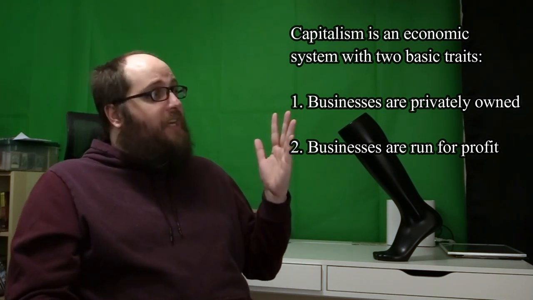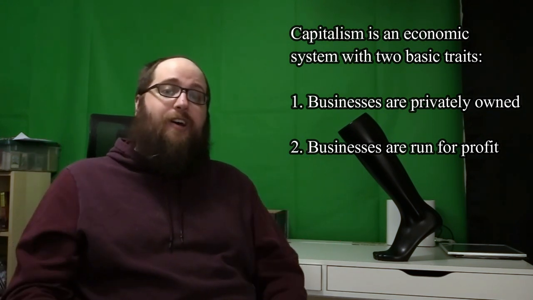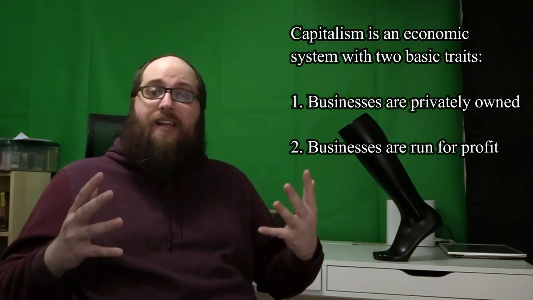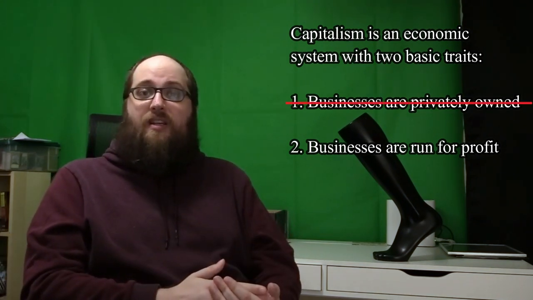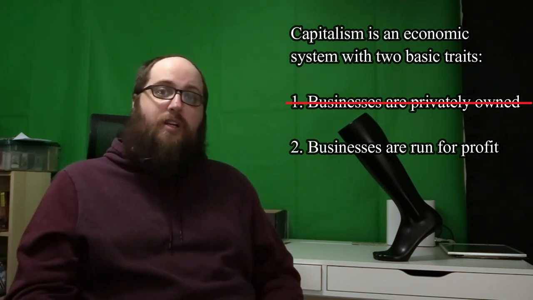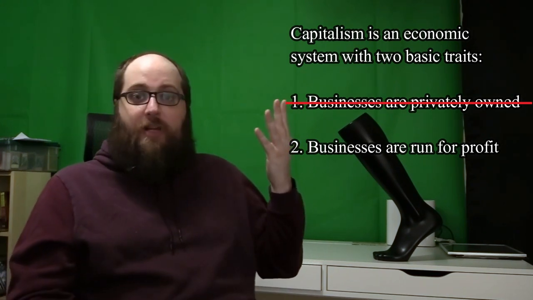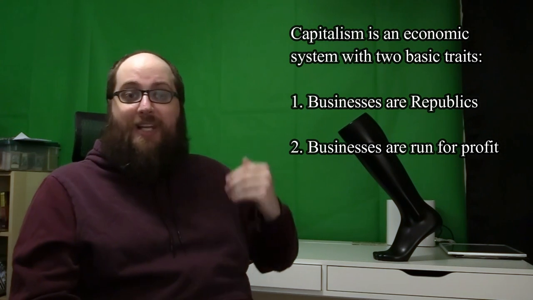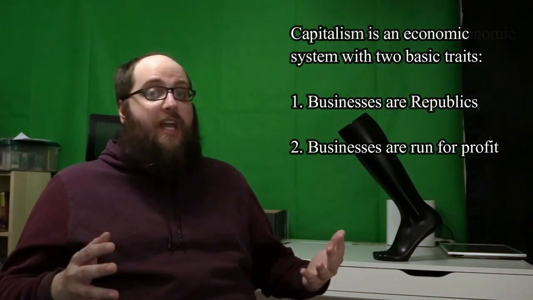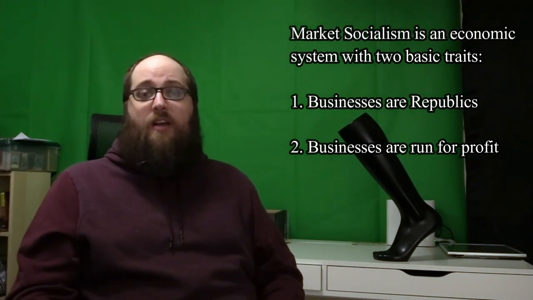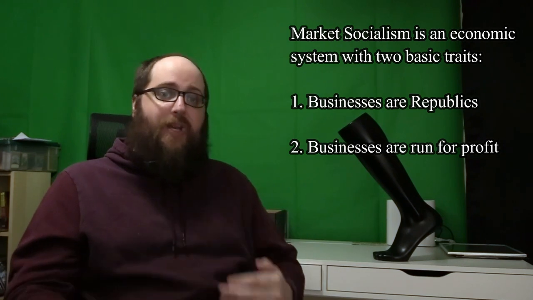Socialism is about changing at least one of those traits. There's a lot of different ways to do that, though, which is why there's a lot of different kinds of socialism. For example, if you democratize businesses, if the workers seize the means of production, then you have socialism, because you no longer have private ownership over businesses. Businesses are republics now. You can still run those businesses for profit, though. In which case, it's called market socialism. Because even though the companies are socially owned, they still compete in a market with other companies.